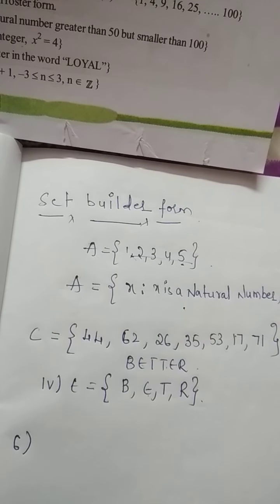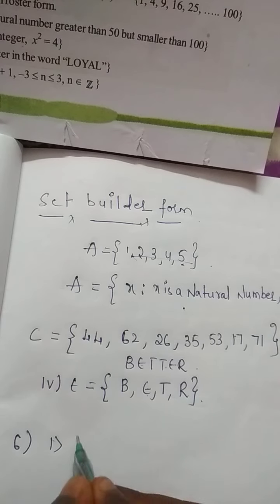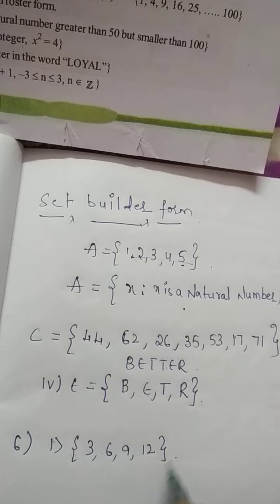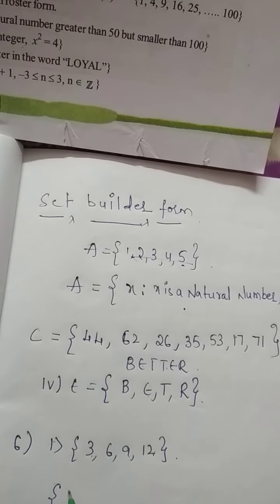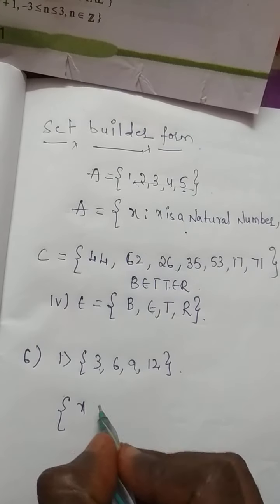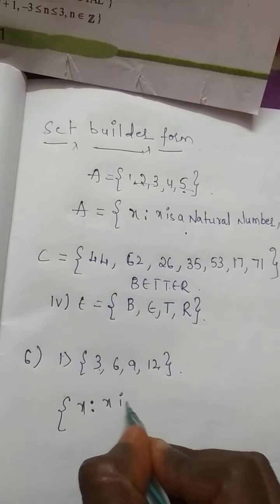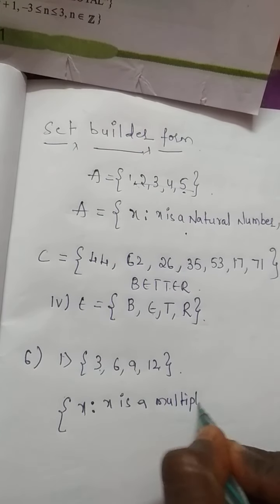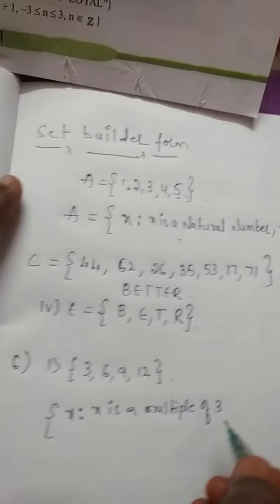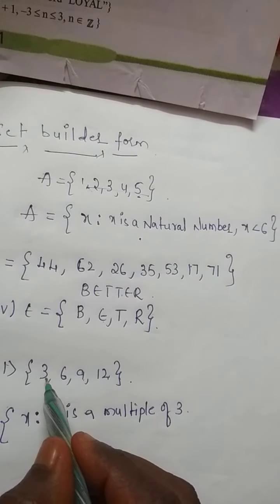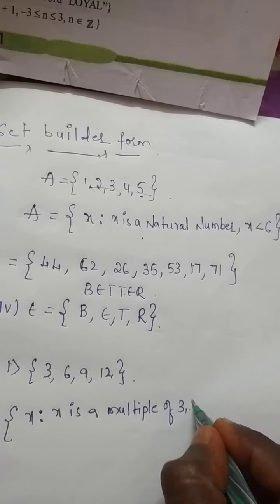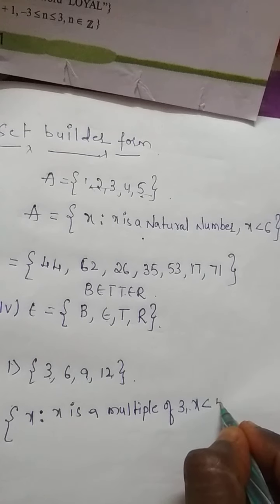Next, sixth question. Write the following sets in set builder form. I'll explain only one, the rest of them you have to do. 3, 6, 9, 12. What are 3, 6, 9, 12? What can you understand by seeing them? x is such that x is a multiple of 3. Multiples of 3: 3 1s are 3, 3 2s are 6, 3 3s are 9, 3 4s are 12, where x is less than 5.